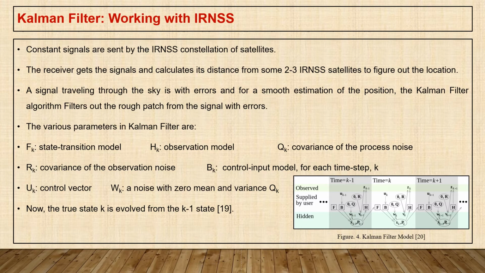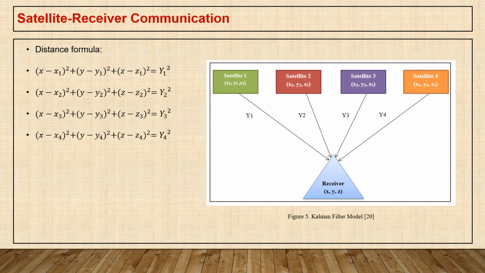So the Kalman filter algorithm filters out the rough patch, or the signal with errors, and passes out the smooth signal. So the properties and elements would be smooth, and a proper estimation of the receiver position can be achieved. This is how the satellite receiver communication works, with reference to the distance formula used for the Kalman filter.